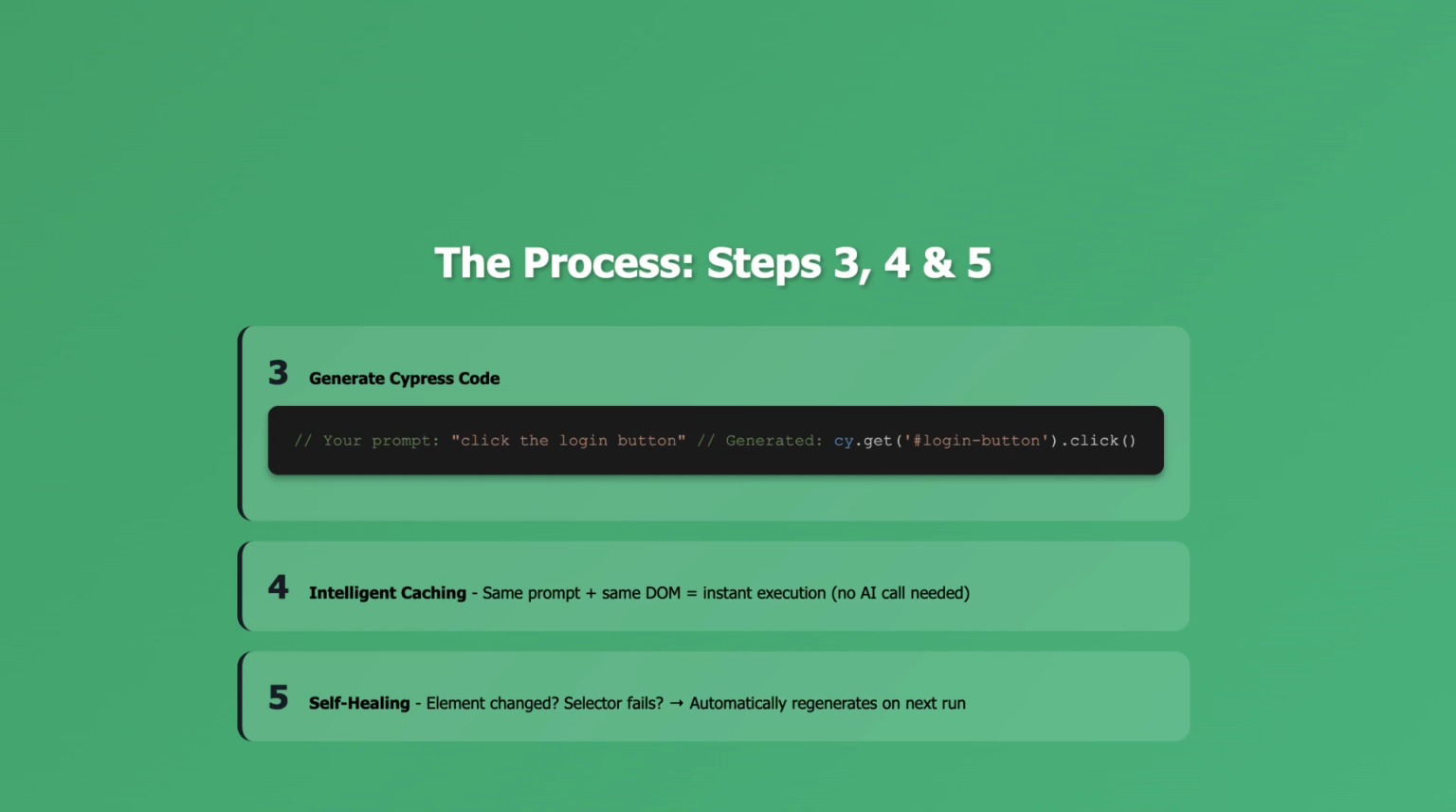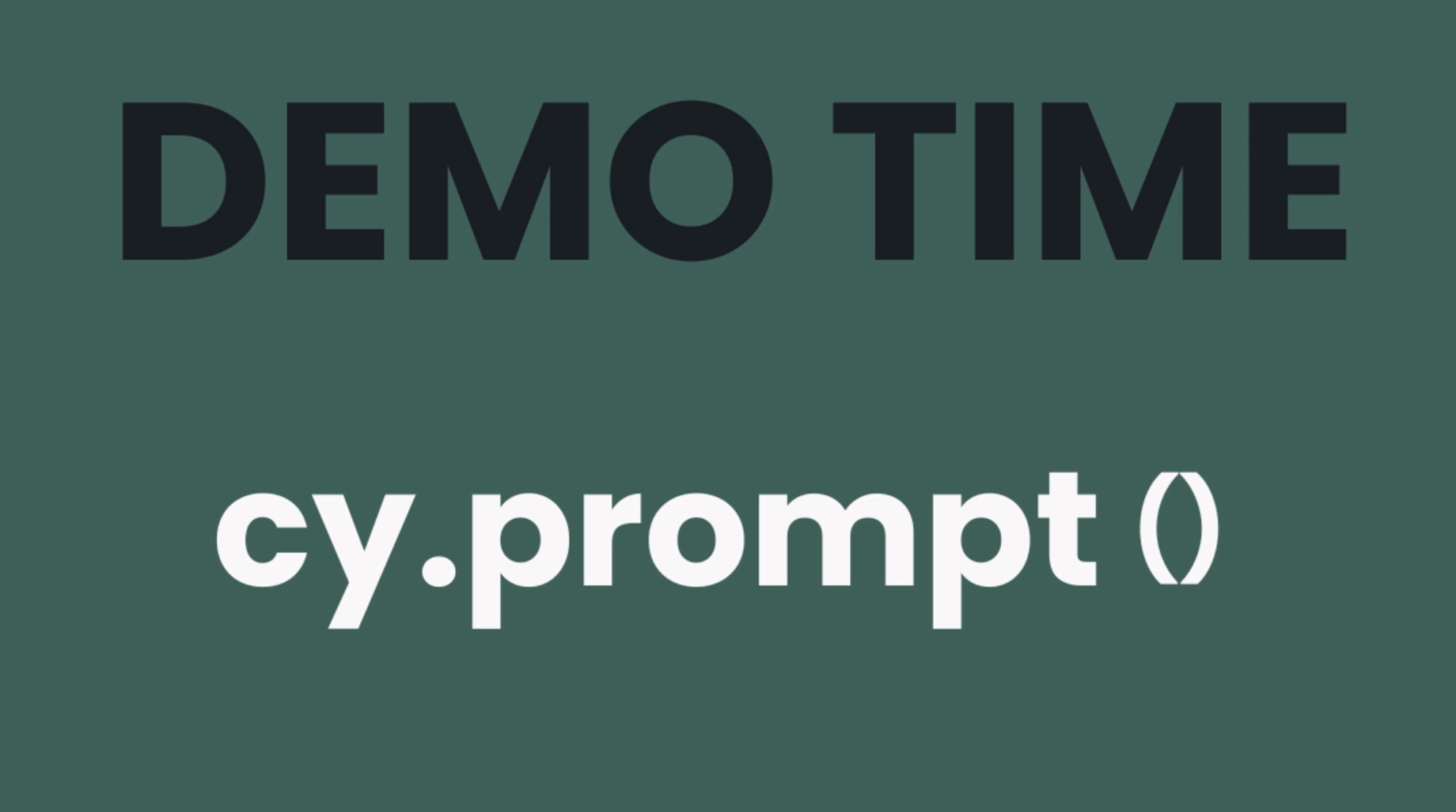Now we have understood what is cy.prompt, how does it work, and what are the multiple workflows it supports. Now it's time for a demo. Now let's see how to configure it in our test case. So first thing first, it works with only Cypress Cloud. That means you need to have an account on Cypress Cloud.